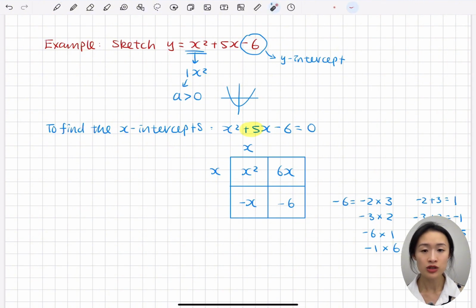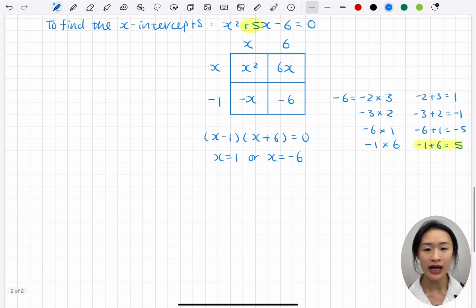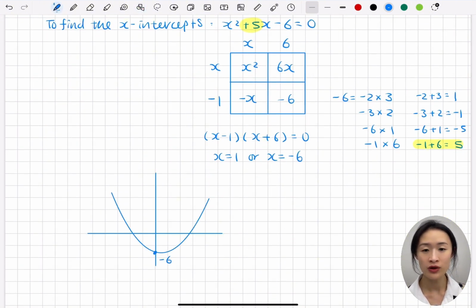Now I want to look at 6x and negative 6. The common factor of these two terms is 6, so I write 6 outside of the box. If I look at negative x and negative 6, I notice that negative 1 will be my common factor. Therefore, we have factorized the quadratic equation. We have x take away 1, x plus 6 equals 0. So that means x could be 1 or could be negative 6. Now we can sketch the curve. We have the x and y intercepts, and also the right shape. Because we are sketching the curve, it doesn't matter if it's not drawn to scale.